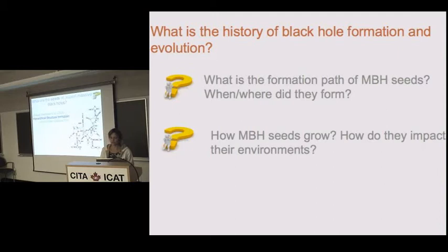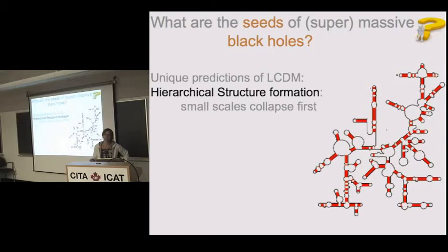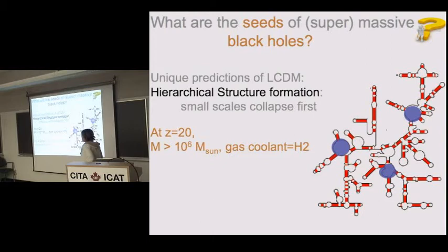So there are two fundamental ideas of what the seeds could be. The major one is based on the fact that some seed black holes could be the remnants of the very first stars, which are likely to be massive. These objects would form roughly around redshift 20, when we get a significant population of roughly 10 to the 6 solar mass halos, in which gas can start cooling by H2. At that point, the gas can collapse and form the first stars.